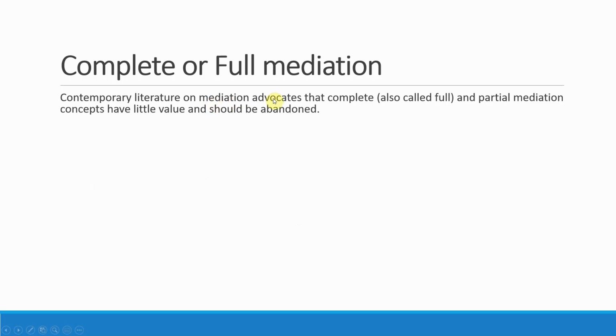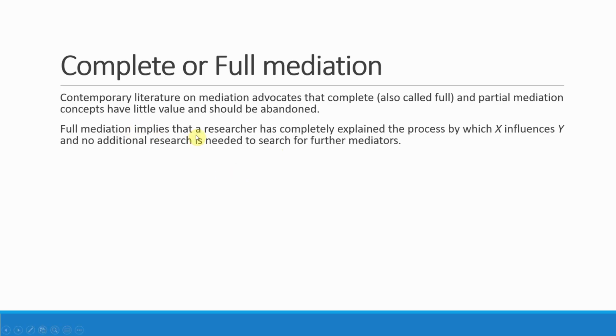Now, contemporary literature on mediation advocates that complete, also called full, and partial mediation concepts have little value and should be abandoned. We should not use the terms complete and full mediation in our analysis. Now, what's the reason for this? Full mediation implies that a researcher has completely explained the process by which X influences Y, and no additional research is needed to search for further mediators. Obviously, there could be maybe tens of other mediators that could explain the impact of IV on DV. So you cannot just say that, okay, this is complete or full mediation.